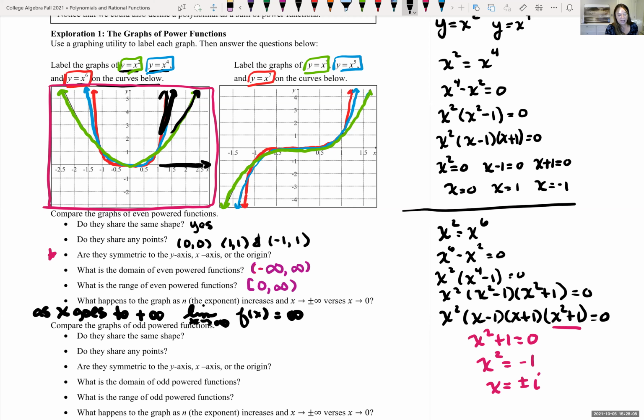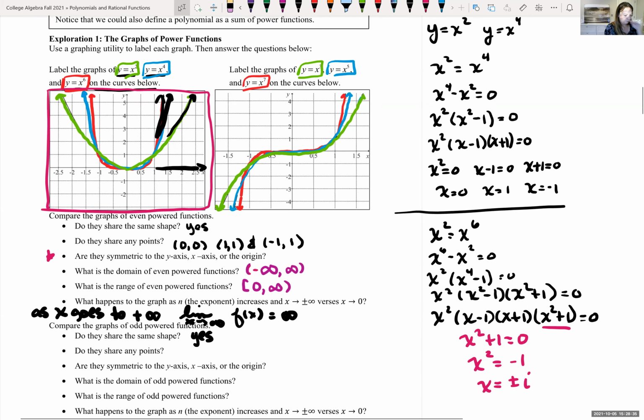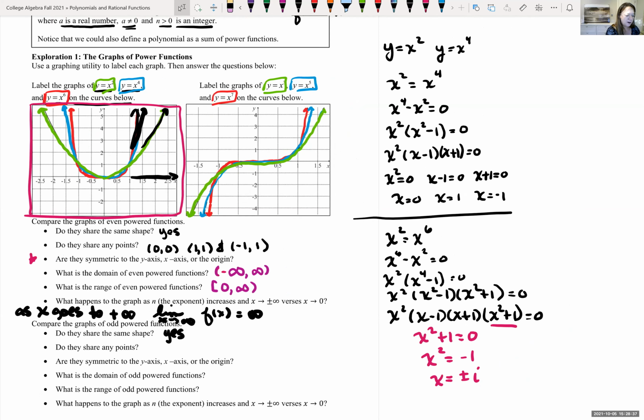Okay, so looking now at the graph where the exponent was odd. Comparing the graphs of the odd functions, do they share the same shape? And again, they look like the same shape, so yes. Do they share any of the same points? We could do it the same way that we did before. I can see that it's going to be 0, 1, and negative 1. So let's just prove it at least with one of them.